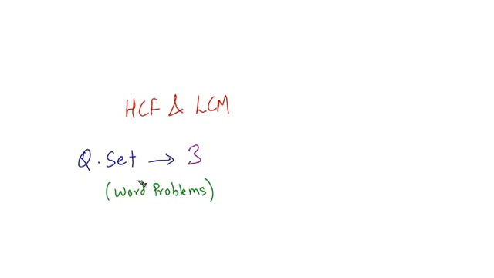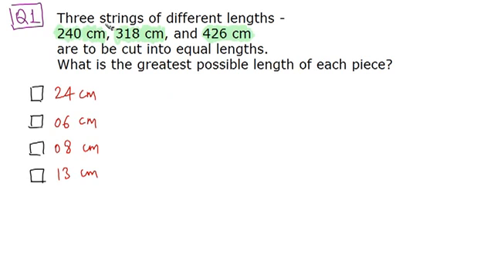Hey guys, let's do some word problems in this video. The question states that there are three strings of different lengths, and the lengths are given, and these are to be cut into equal lengths. And it is asking that if these strings are cut into equal lengths, what is the greatest possible length of each piece?